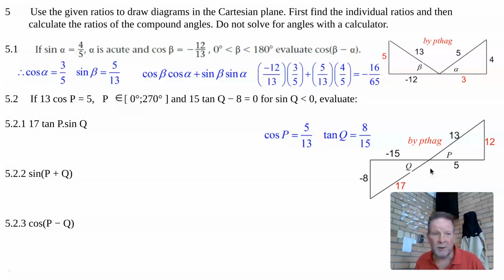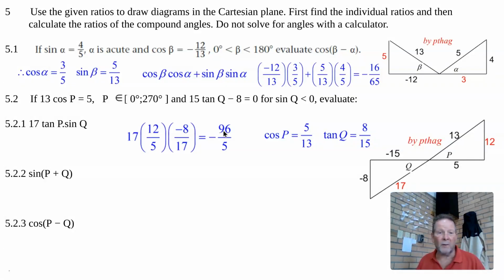Now you know everything about these triangles, so you can find something like the tangent of P. Go to P. What's the tangent? It's 12/5. What's the sine of Q? Well, go to Q. This is where the angle Q is. There's the reference angle. It's minus 8/17. Just put it in your calculator now. Go 17 times this over this. You get minus 96/5. There's the answer.